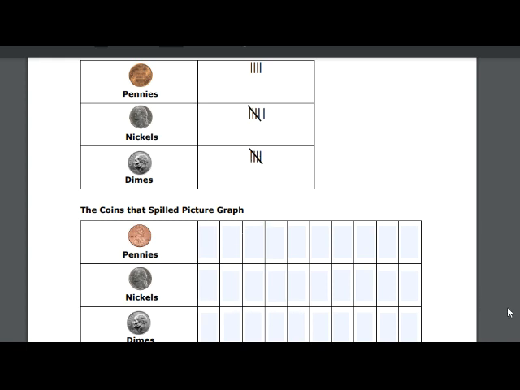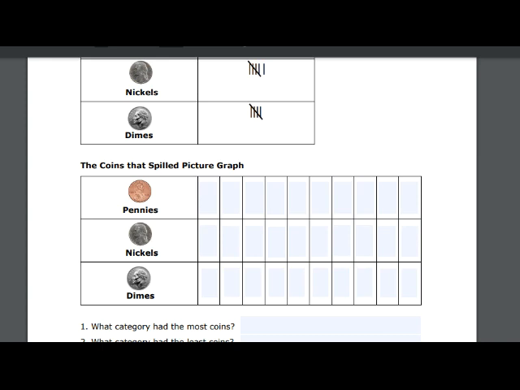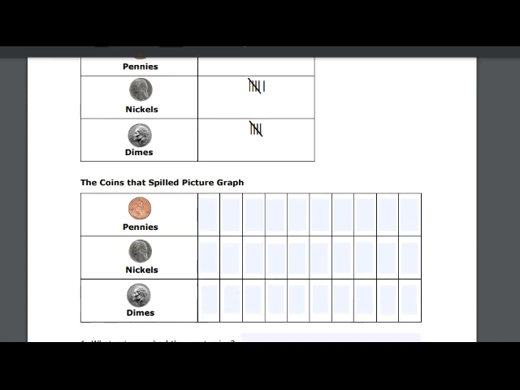I need to complete this picture graph down here. So that means I need to draw my coins again. All right, so our number of pennies, 1, 2, 3, 4. Let's draw those. 1, 2, 3, 4. And then how many nickels? I see there were 6 nickels. So let's go ahead and draw those in. 1, 2, 3, 4, 5, 6. And there were also dimes. Let's see, 5 dimes. 1, 2, 3, 4, 5. Now that picture graph is complete and we need to answer our questions.